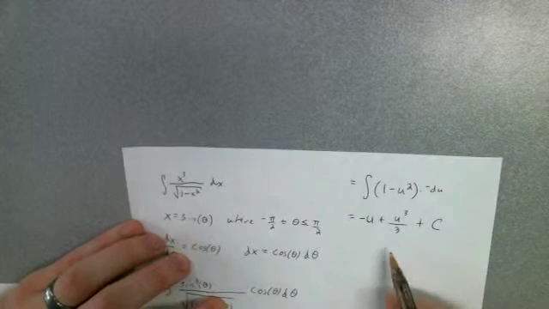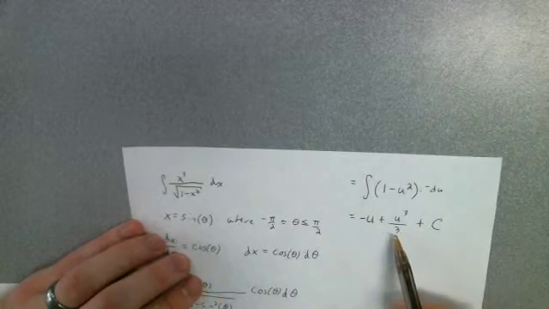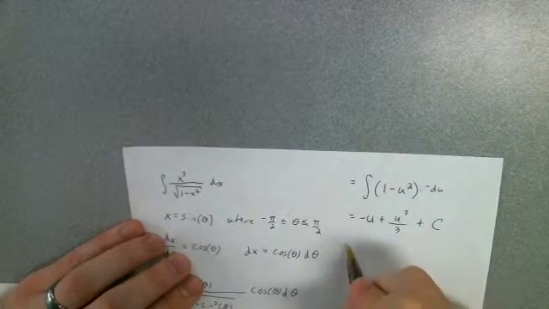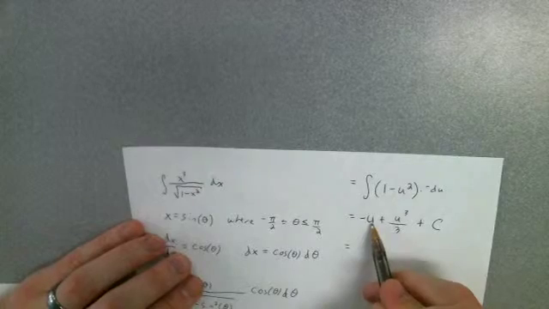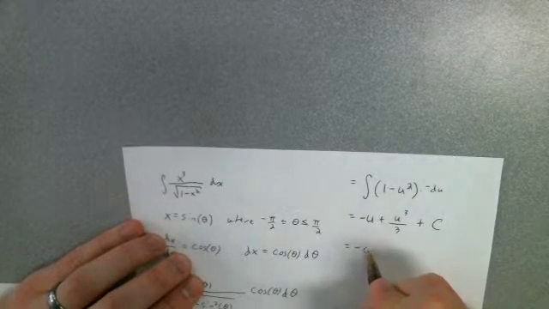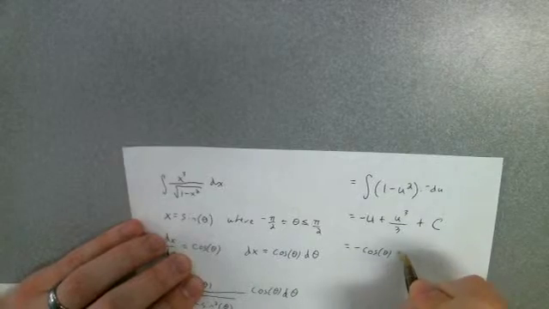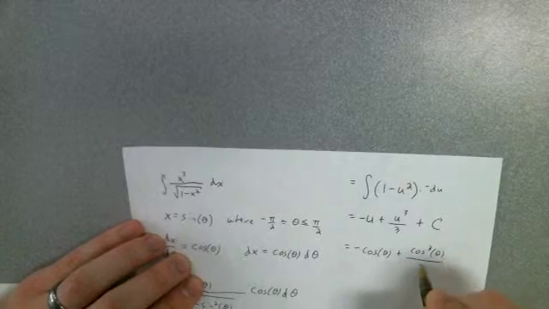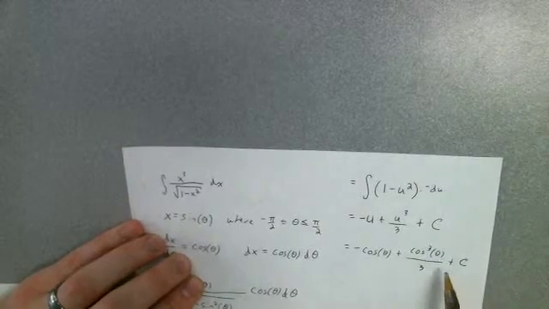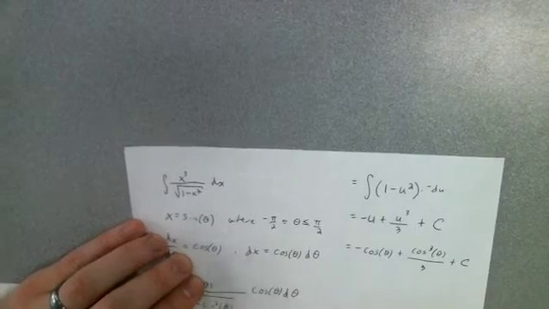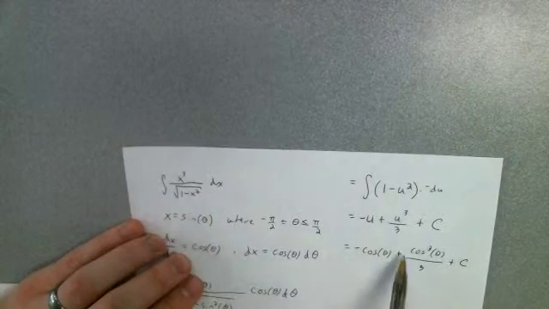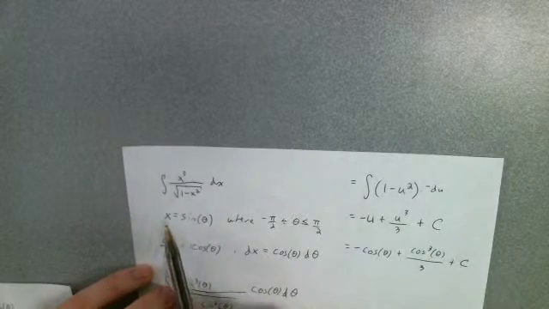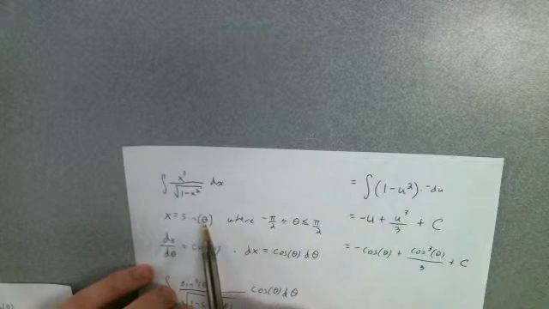Now remember, we're not done. We got stuff with u in it. Well, we started with a problem with x in it, so our answer better have x's in it. So we got to say, all right, well, we said u is cosine of theta. So now we've got negative cosine theta plus cosine cubed theta over 3 plus c. And we still got a problem. We still don't have x's in our answer. I mean, our problem started with x's. We need to end up with x's. Well, look what we did back here. We said let x equal the sine of theta.